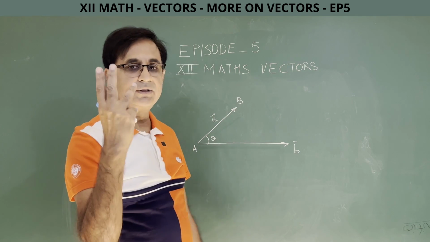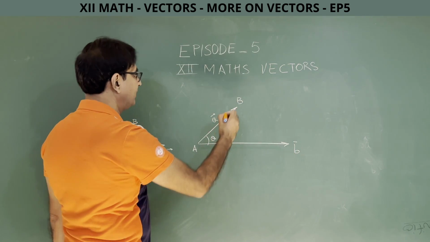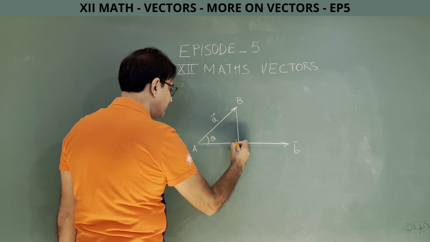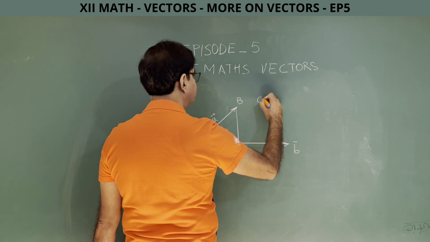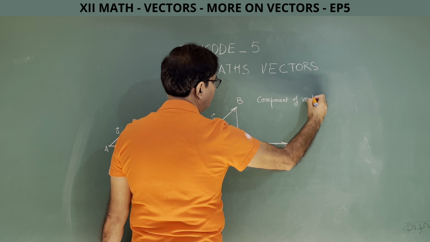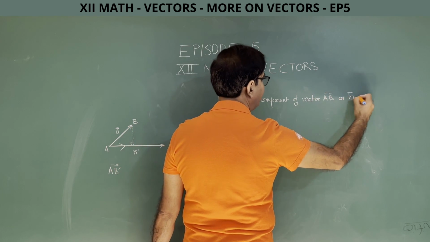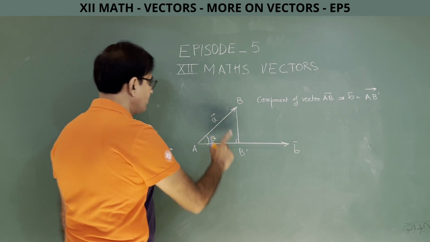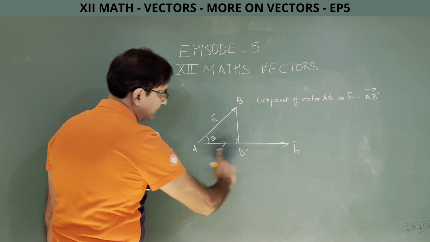What is the keyword? Drop your anchors. So, I drop my anchor here. This anchor I save my money because I made it coinciding B dash. So, component of vector AB on B is vector AB dash in this diagram. So component of vector AB will be AB dash on this vector B.